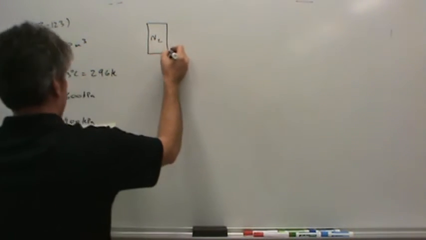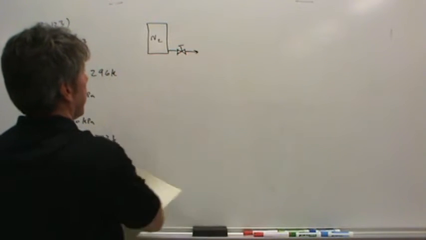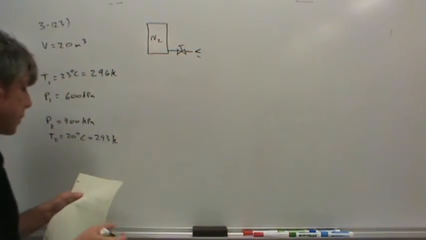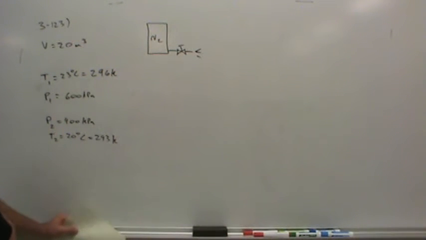Now, a schematic of the system is just a tank of nitrogen. Move that over there. That either has a leak in it, or for whatever reason, the nitrogen escapes. Some nitrogen escapes out of it. And we're supposed to find the amount of mass that has escaped.